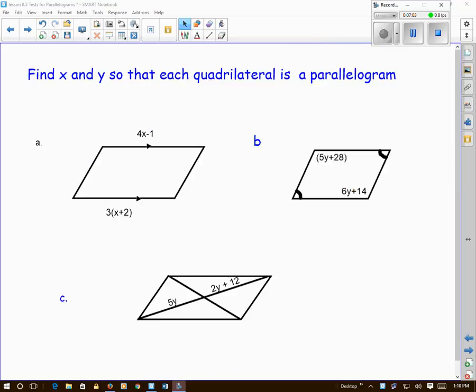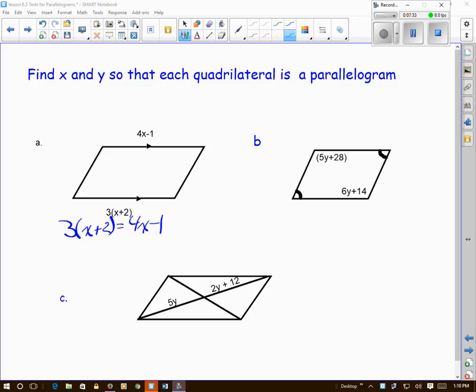Back to our algebra a little bit on this section as we look at what would have to be true for these to be a parallelogram. So in A, we have one pair of opposite sides that are parallel. So if those are congruent, then we know it would be a parallelogram. So we would set up the equation, 3 times the quantity x plus 2 has to equal 4x minus 1, and solve for x.